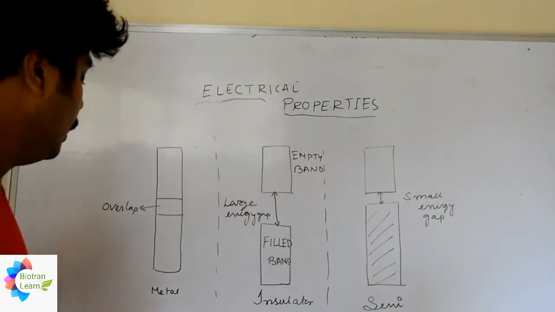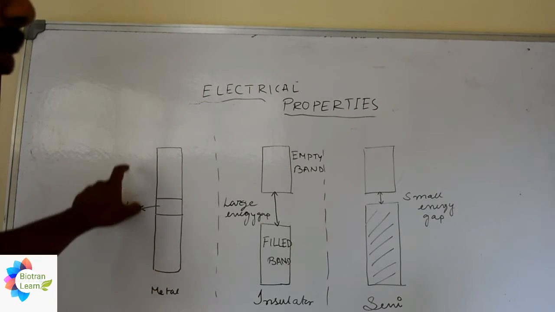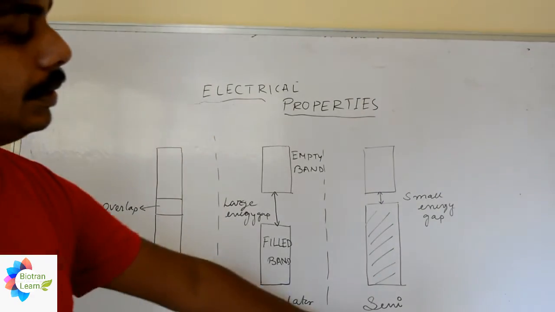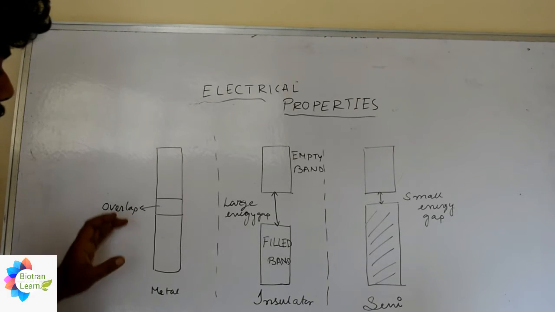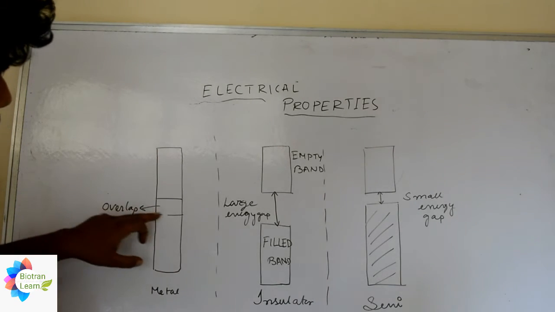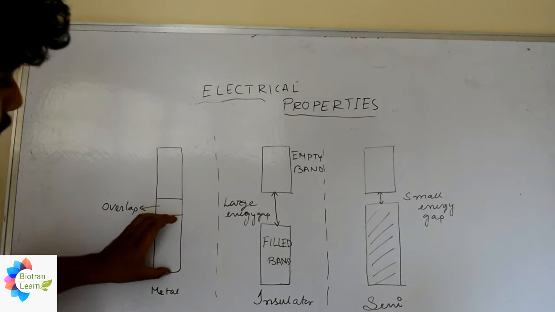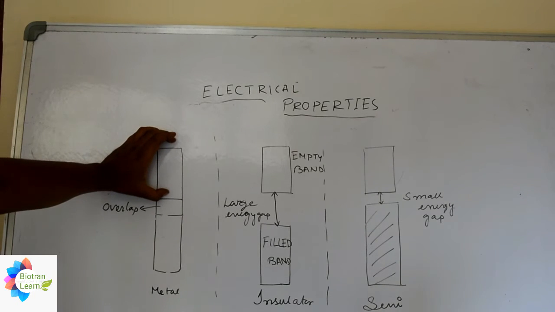In the first case there is an overlapping, which is the metal, and then in the second one we have the insulator, and in the third one we have the semiconductor, right? In the first one, there is an overlapping section between the empty band and the filled band. This portion contains a certain number of electrons, and this portion does not have any electrons, or its energy is literally empty.